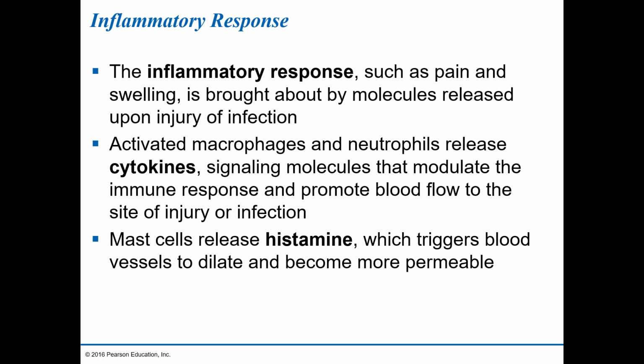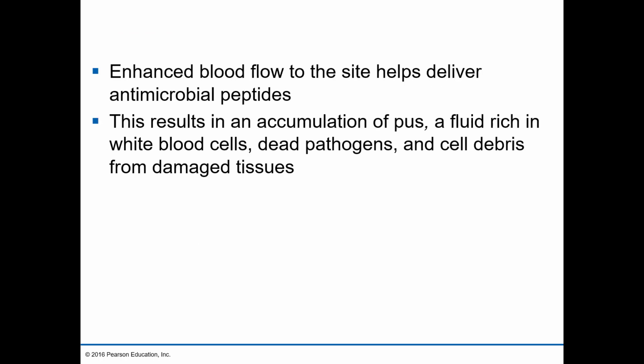And then mast cells will release histamine, which triggers the blood vessels to dilate and become more permeable so that they are able to take up the bad stuff and try to get it out, and also to release good things like white blood cells to try to fight that infection. So that increased blood flow to the site helps deliver antimicrobial peptides as well.